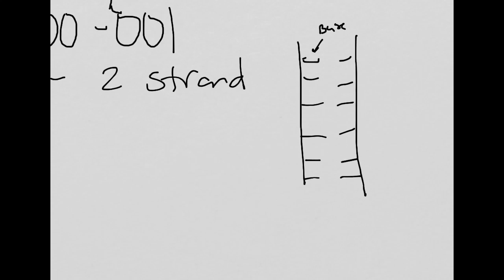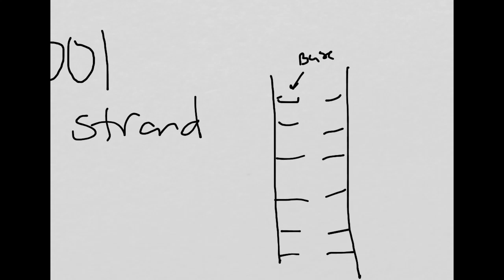Let me pull this down here to make that a little neater so we can read it. The bases are in the middle, and the sides of the ladder, the rails of the ladder, are the sugar phosphate bonds. As you look down the rails, it will be sugar phosphate, sugar phosphate, sugar phosphate, and then the rungs of the ladder, as I said, are the bases.